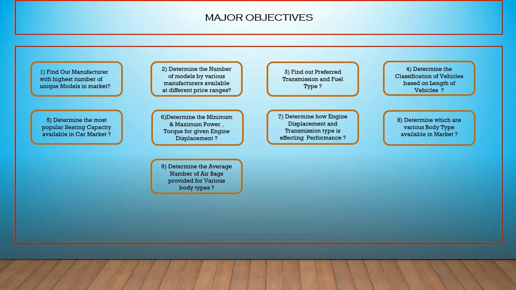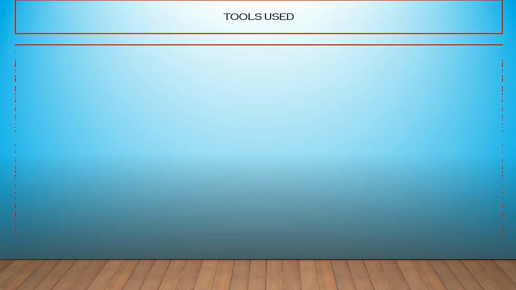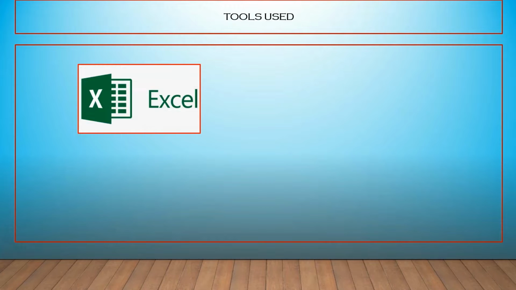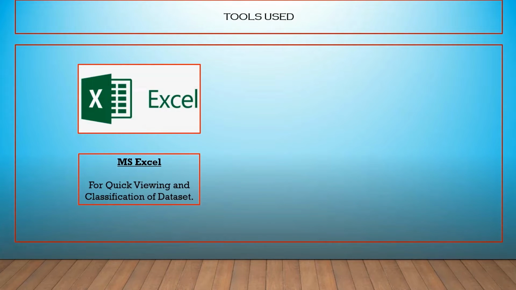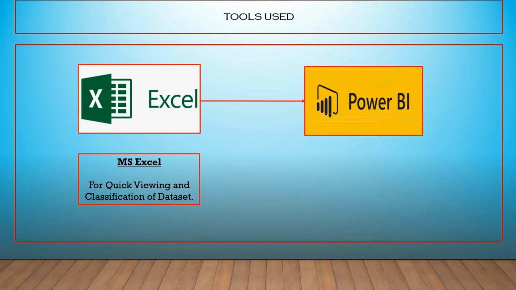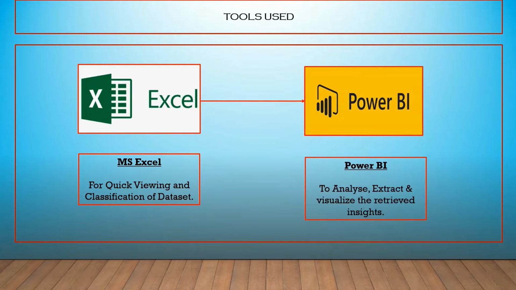Determine the average number of airbags provided for various body types. Determine the boot space among the various body types. Look at the tools used. Here we used Excel for quick viewing and classification of the dataset. We've used Power BI to analyze, extract, and visualize the retrieved insights.